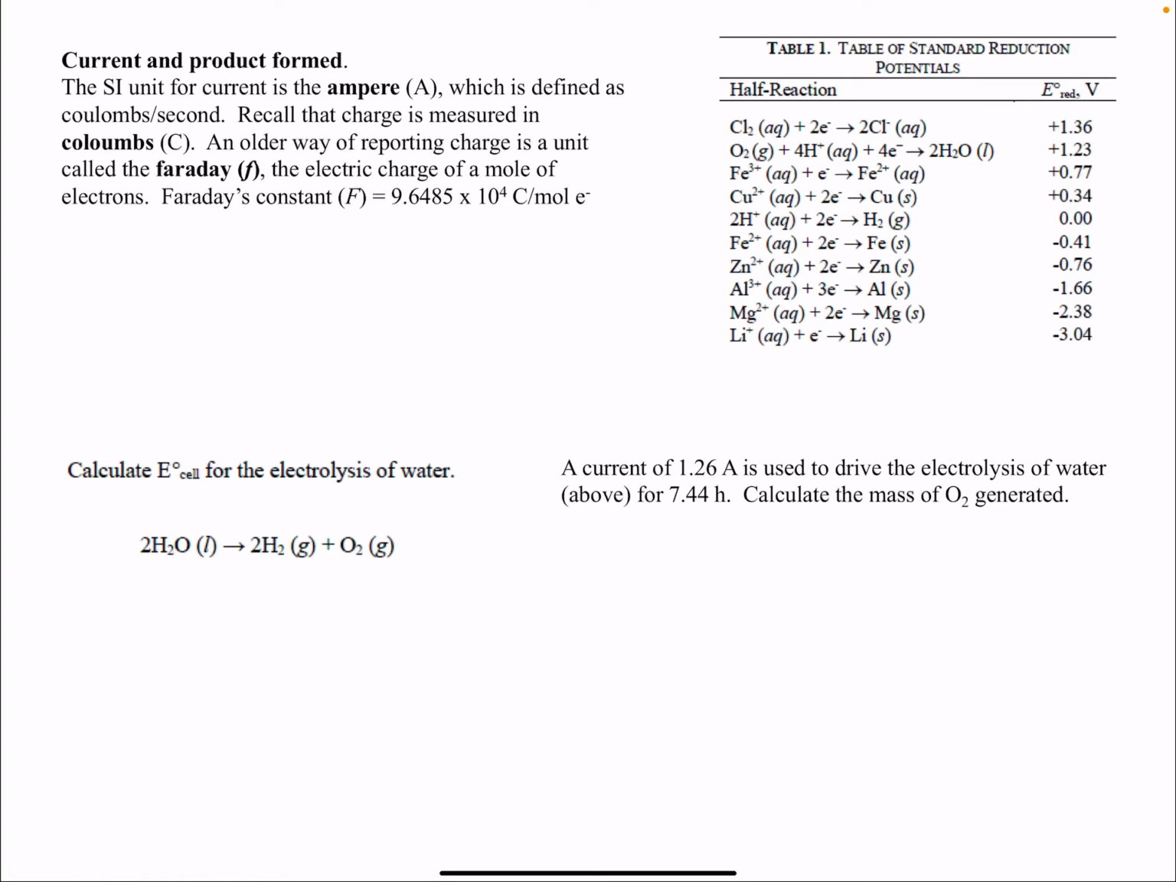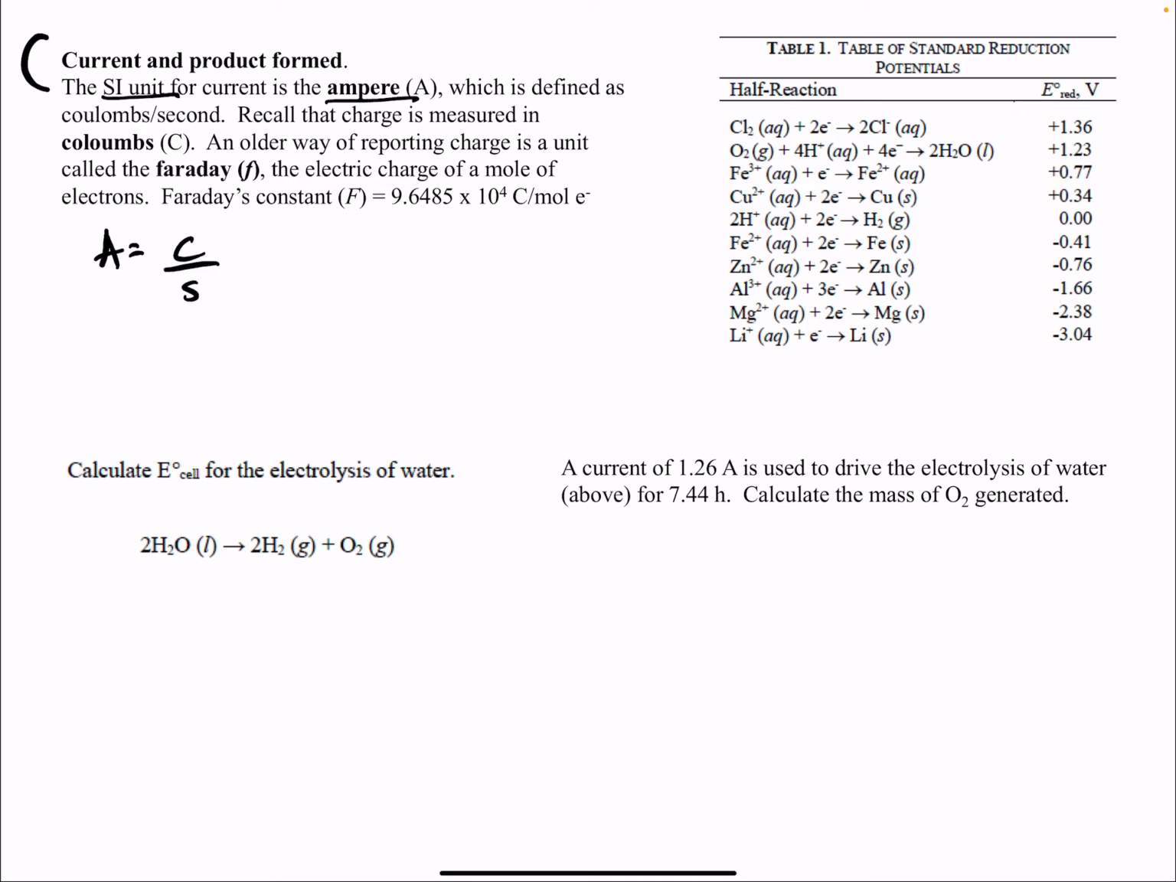All right, we're down to the last problem we can work in this electrochemistry section. And so what we're looking at is current, right? Current is the amount of charge transferred per second. And the SI unit for current is the ampere, right? It's defined as coulombs per second. So if you have an amp, it's coulombs per second.